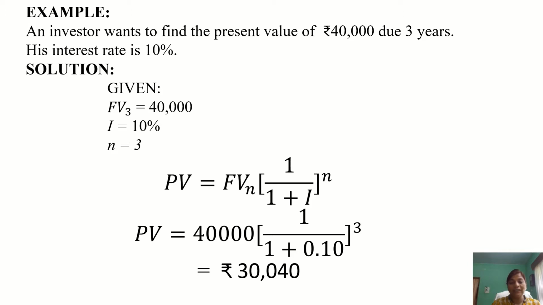So what do you understand? After 3 years, you are generating 40,000 at the rate of 10%. That value is equated to the present value by discounting it at a discounting factor of 10%. You will get about 30,000 rupees. What do you understand here? That 40,000 that is generated after 3 years is equal to 30,040 rupees on the current date. This is the current cash value which is equated to 40,000 after 3 years.